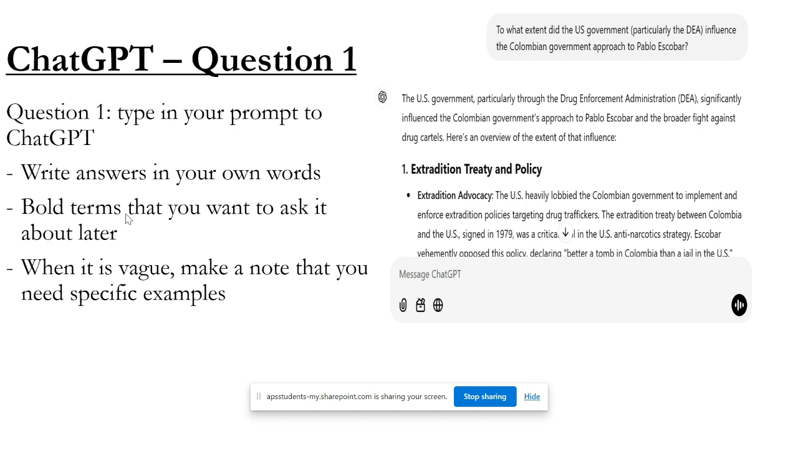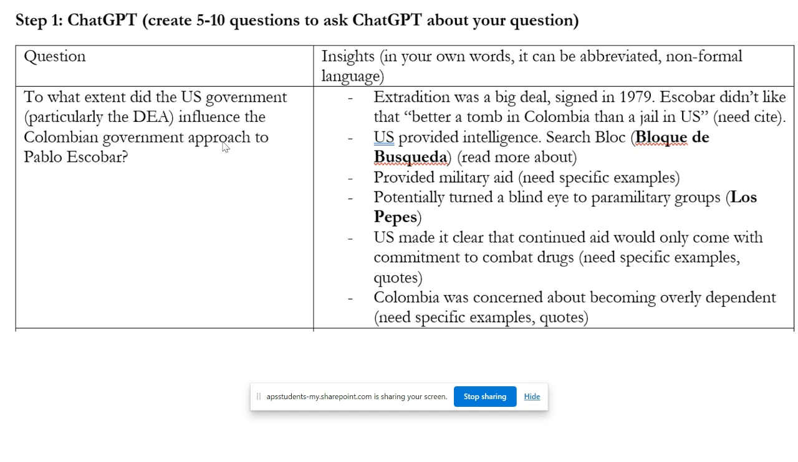You're going to bold terms that you want to ask later. And there's aspects where ChatGPT might be vague, and you'll want to make a note that you're going to want specific examples later. If you look right here, you can see how I've done this in a teacher-made example. So in your chart on your Google Doc, you'll write your question, which was whatever your prompt was. And then off to the side, I wrote the major ideas, and then I bolded terms that I felt like I needed more information about. You also see in parentheses, I wrote down where I needed specific examples or wanted quotes that I can go back and ask ChatGPT for later.